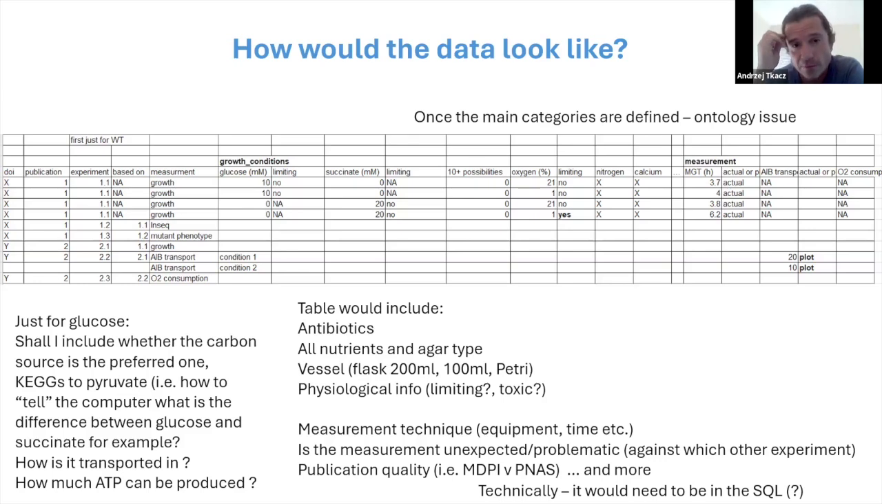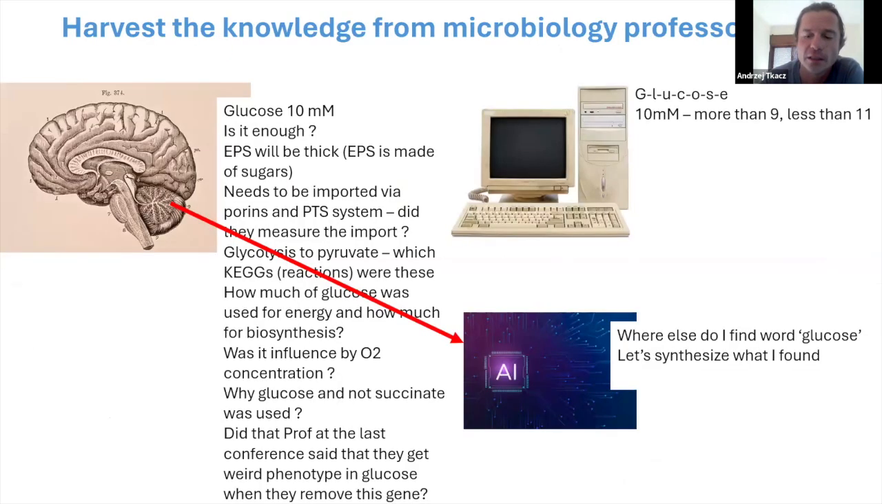was it an important thing, was it an unexpected or problematic phenotype? Does it collide with previously reported phenotypes from, let's say, some other manuscript? And we could also weight this information based on the publication quality. You know, not all the journals we can consider to be equal. So which phenotype do we actually believe in more?